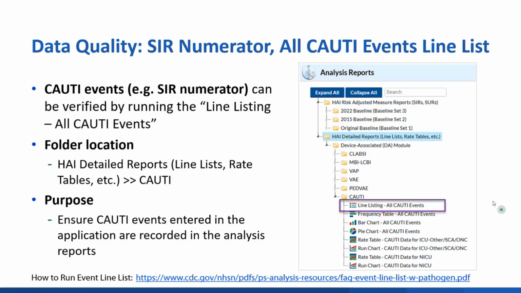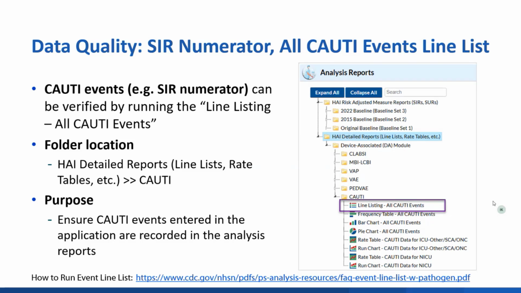To ensure the accuracy of your SIR numerator, which represents the number of observed CAUTI events, it is important to regularly validate the events entered into the application. One way to do this is by running the line listing of all CAUTI events report. This report gives you a detailed view of every CAUTI event that has been entered for your facility. You can find this report under the following folder path in the analysis tree.